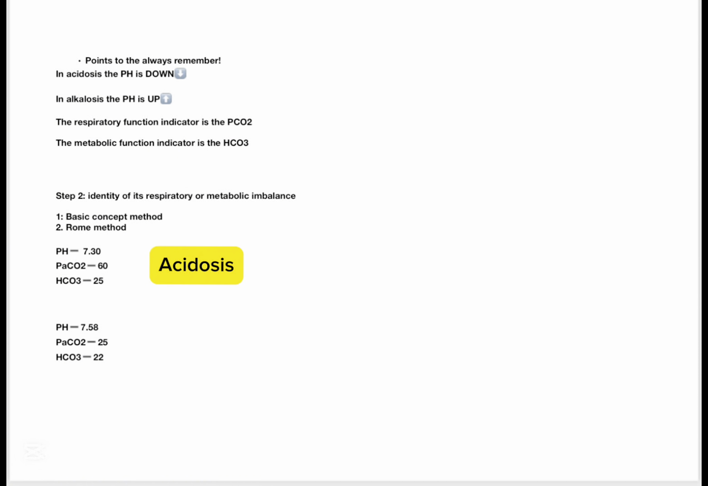So we can say this is a respiratory imbalance. That means it's a respiratory acidosis. The HCO3 is 25, which is within the normal range of 22 to 26. So we can already see that this is a respiratory acidosis.